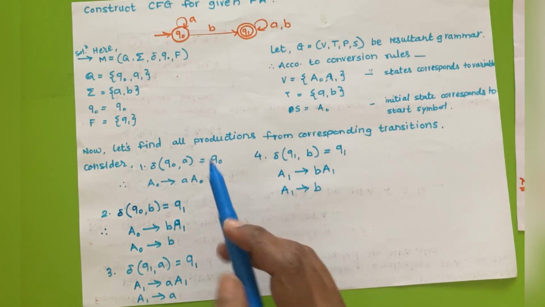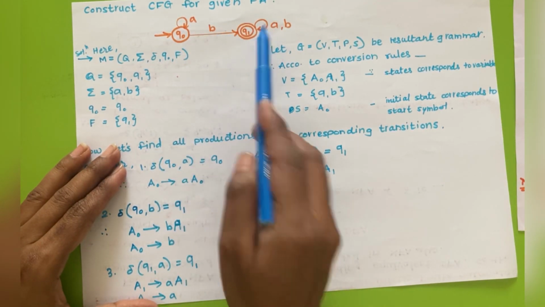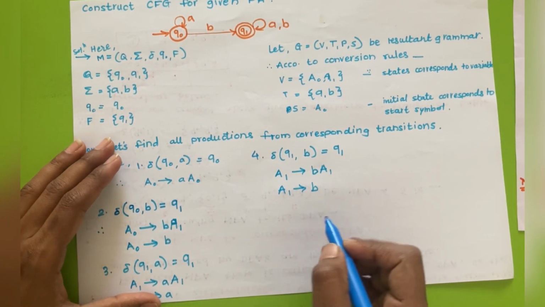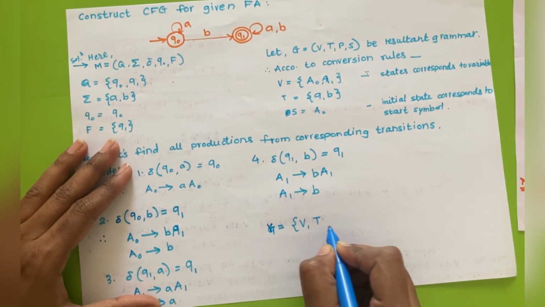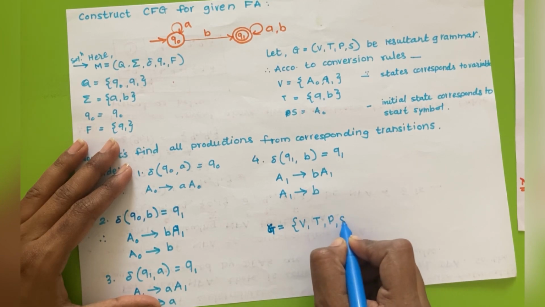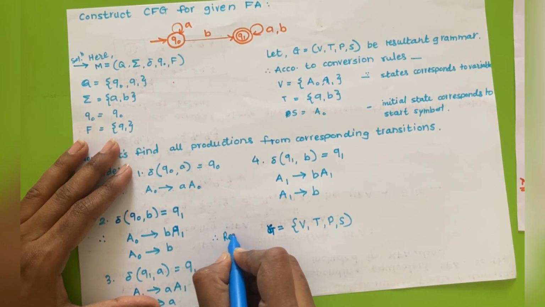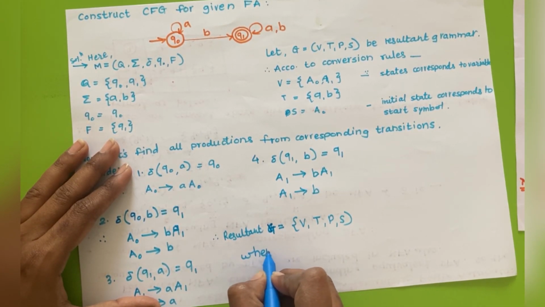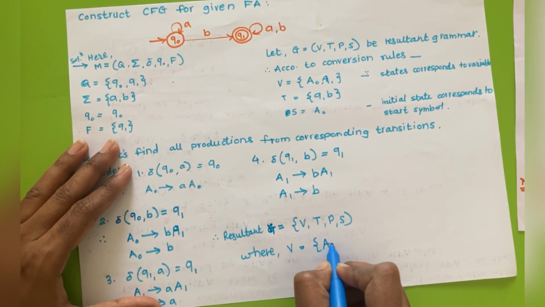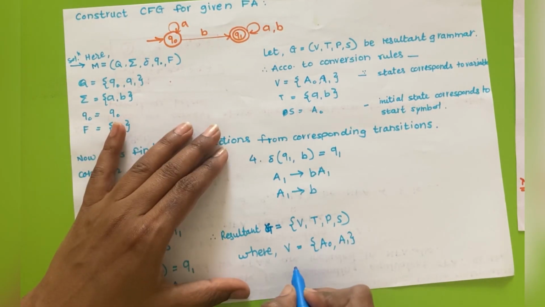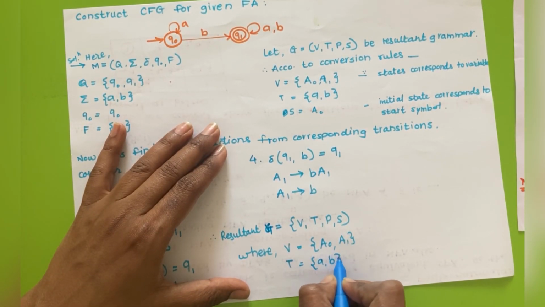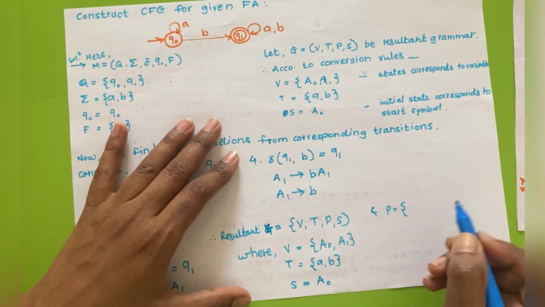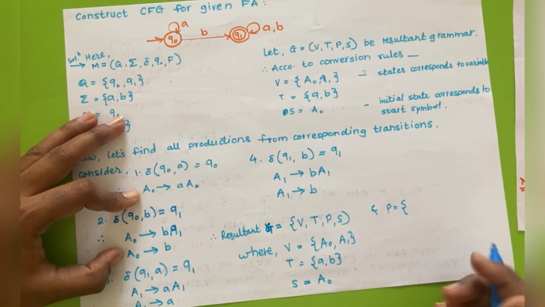So here we have converted all transitions to productions. Now lastly we will write the resultant grammar G is equal to VTPS, where V is equal to A0, A1, T is equal to a comma b, S is equal to A0, and P is equal to, now I will list out all these productions in set P.